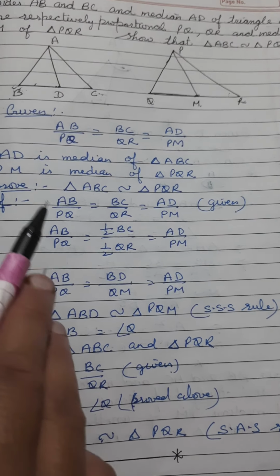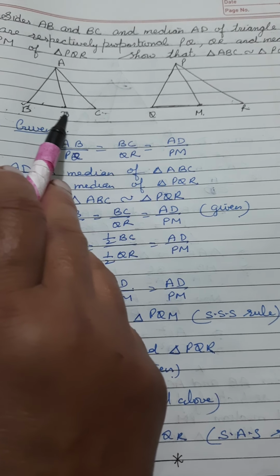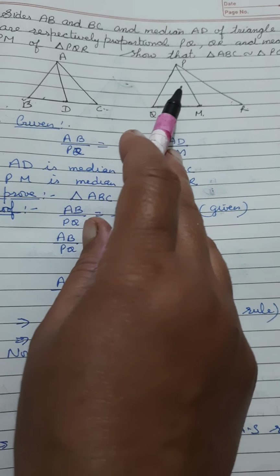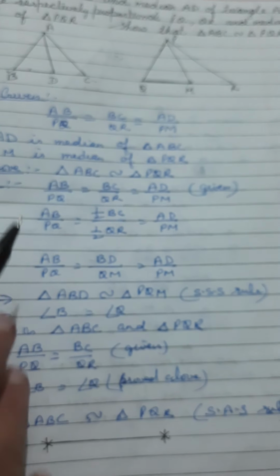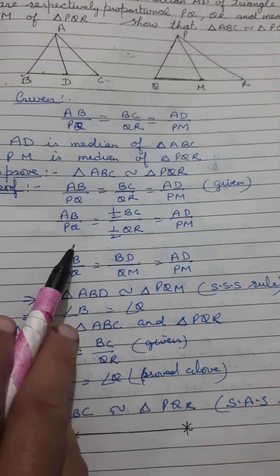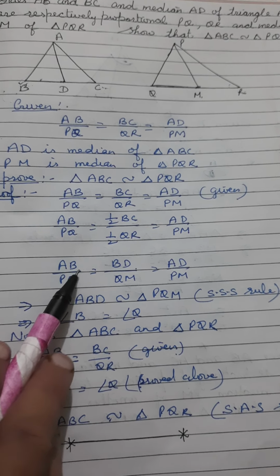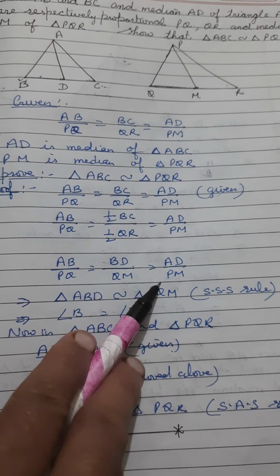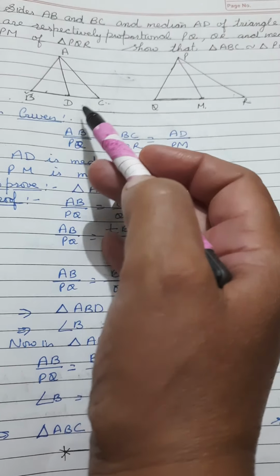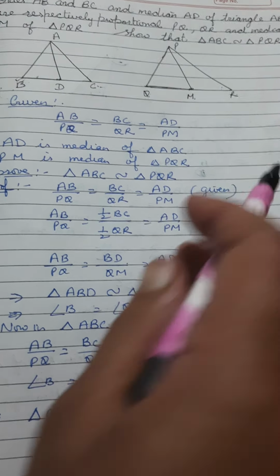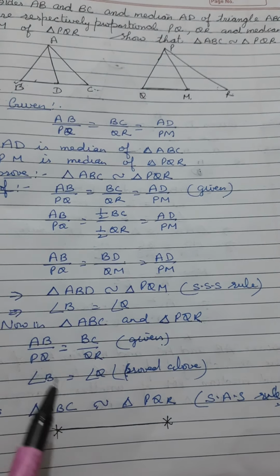Then half of BC is BD, because AD is the median. AD is dividing BC in two equal parts. Here PM is the median, therefore PM is dividing QR in two equal parts. Therefore we get AB upon PQ is equal to half of BC upon half of QR is equal to AD by PM. Then AB by PQ is equal to BD upon QM is equal to AD by PM. Then triangle ABD is similar to triangle PQM by SSS rule. From here we get angle B is equal to angle Q.